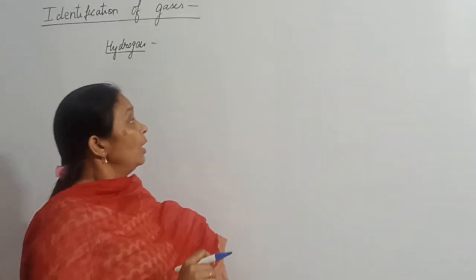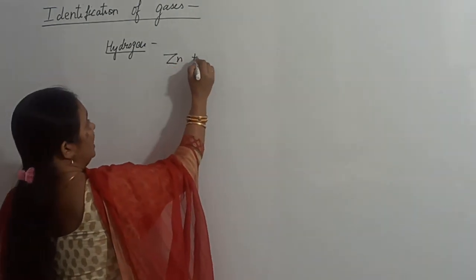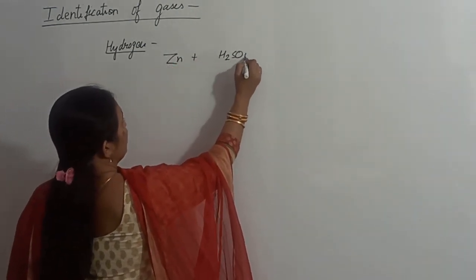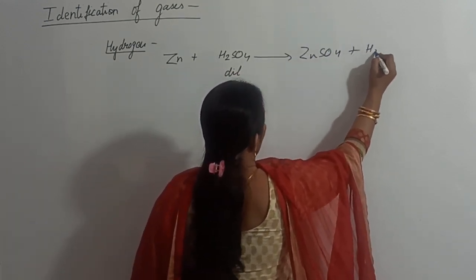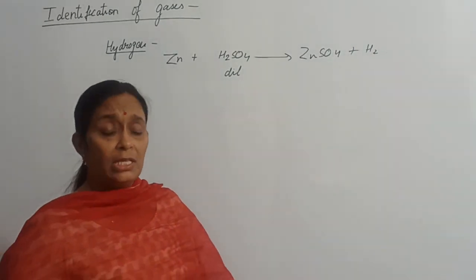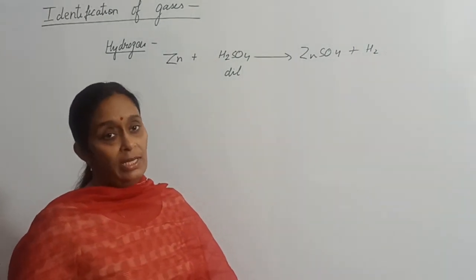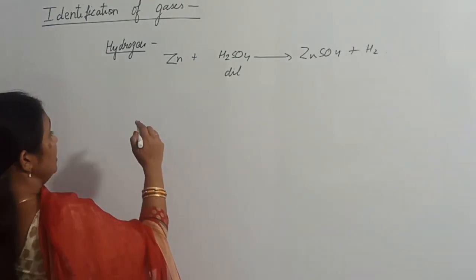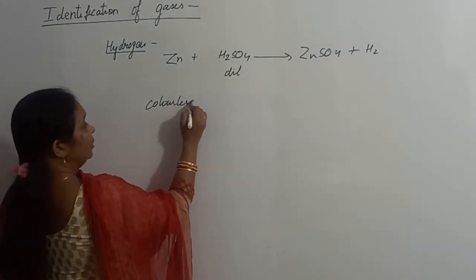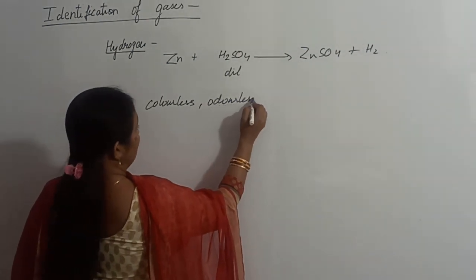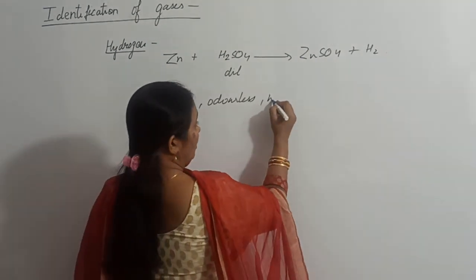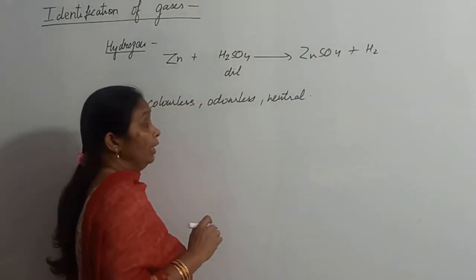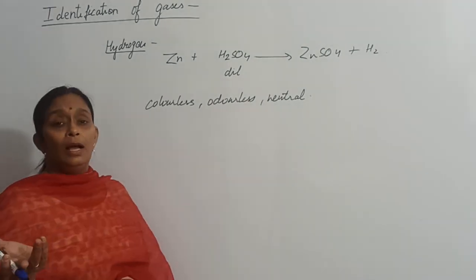You have studied a complete chapter on this topic, hydrogen. Let me give you a reaction. Zinc plus dilute H2SO4 will give zinc sulfate, and hydrogen gas is released. Now how can you confirm whether this gas released is hydrogen only? This gas is a colorless, odorless gas, and when it is tested with litmus, it shows that it is neutral in nature. Now how to confirm whether the gas is actually hydrogen or not?